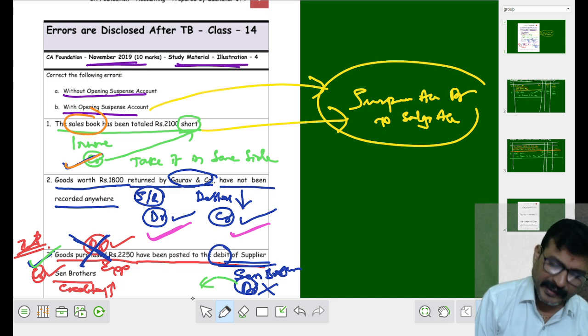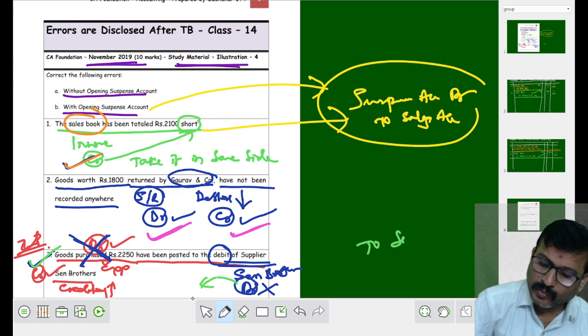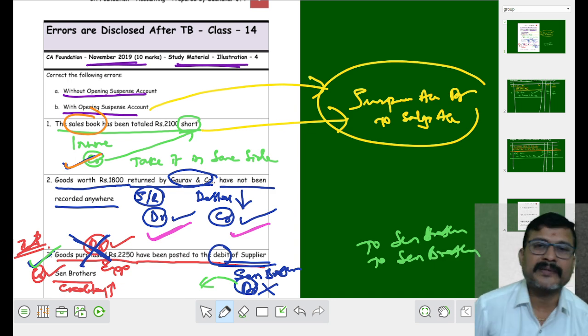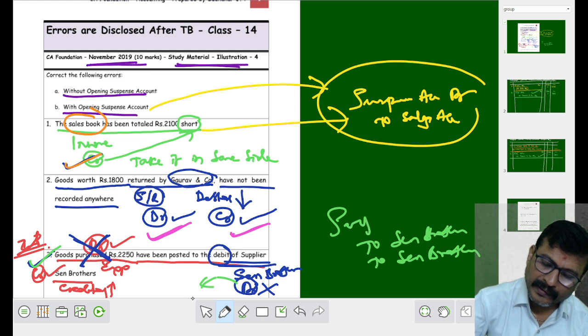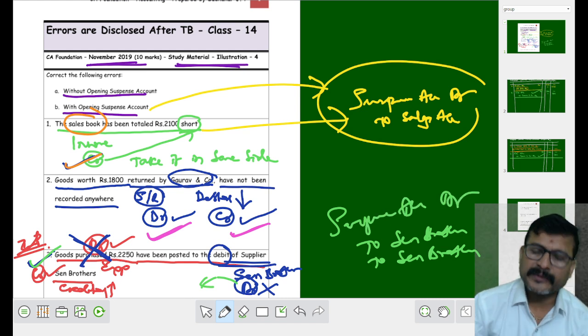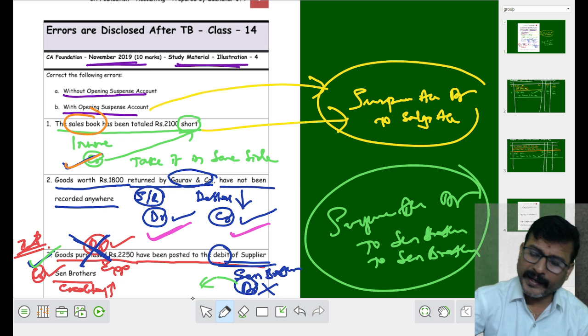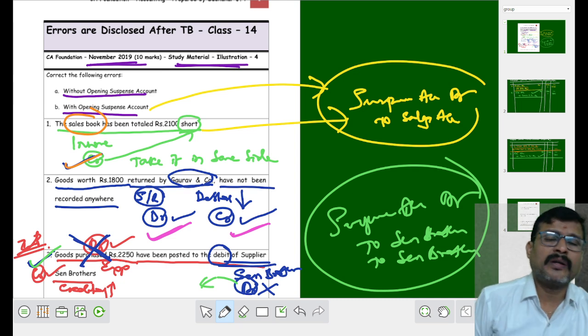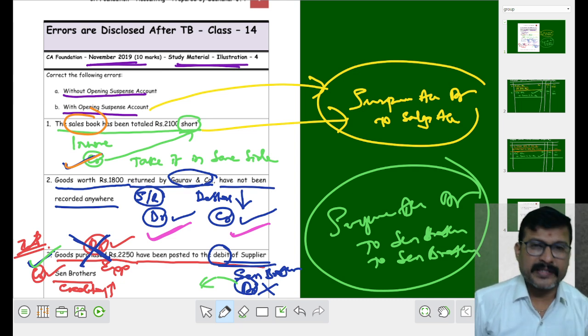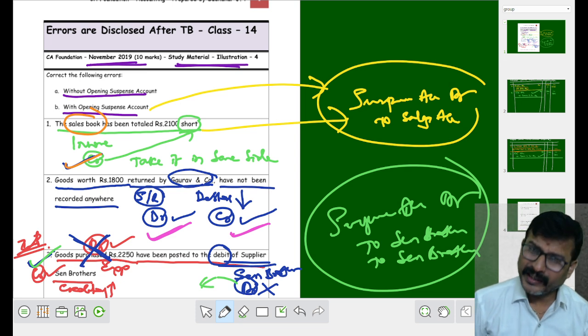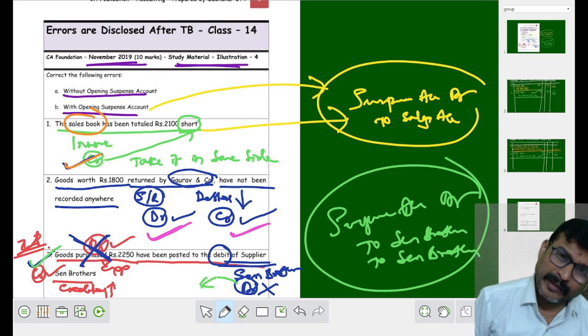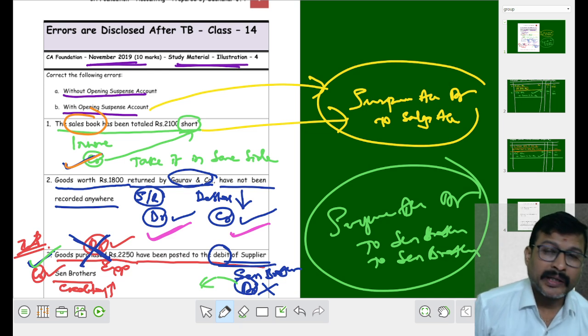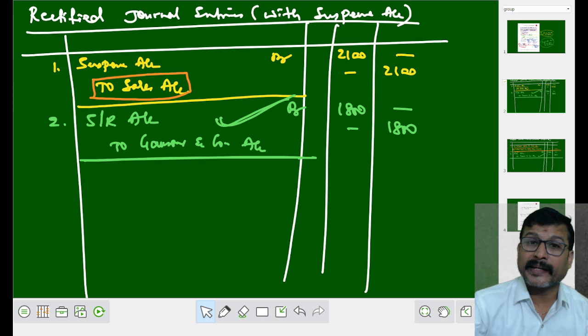Wrong debit means credit comes. Where? To Sen Brothers. And once again, to Sen Brothers. What to write on the debit side? Suspense account debit. So what is your entry? Suspense account debit to Sen Brothers account. Do you think we can write Sen Brothers two times in our answer sheet? No. Write Sen Brothers only one time, take the double amount.